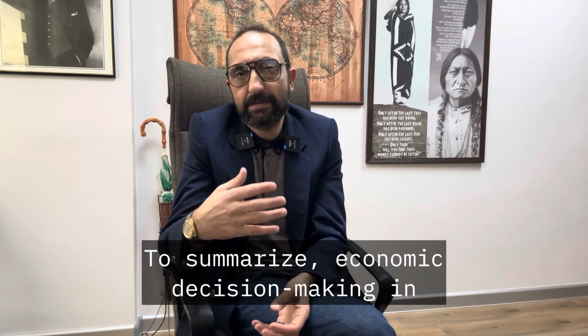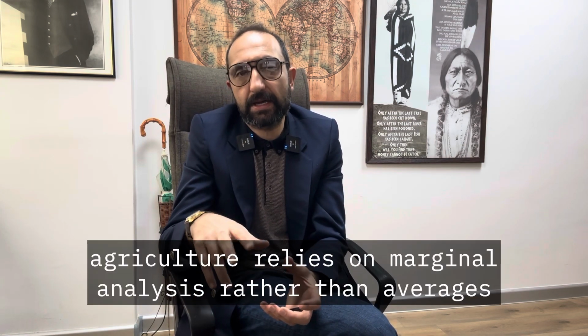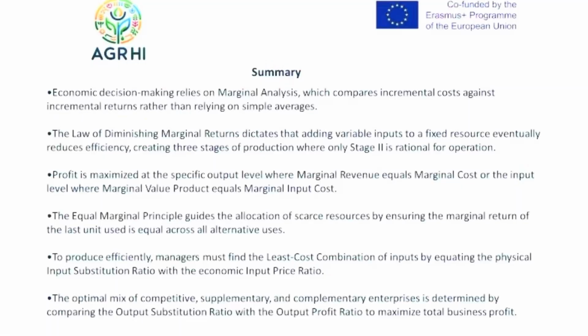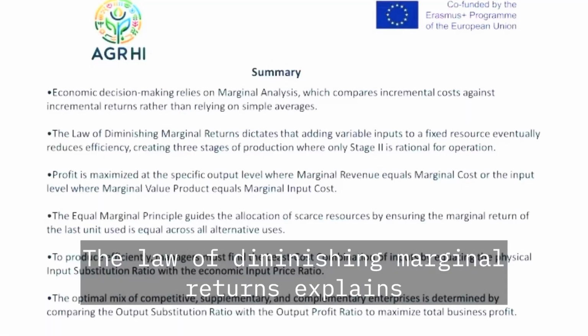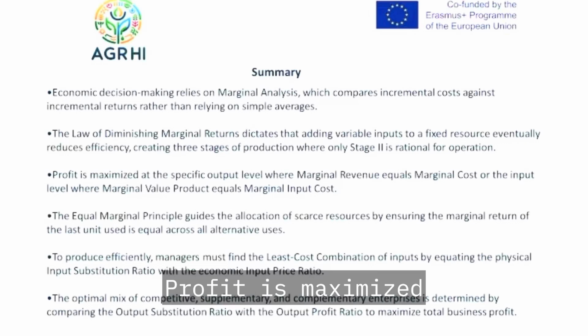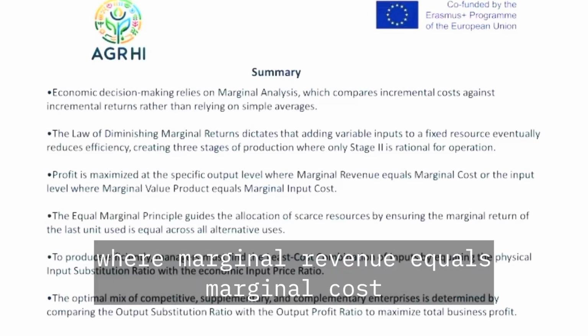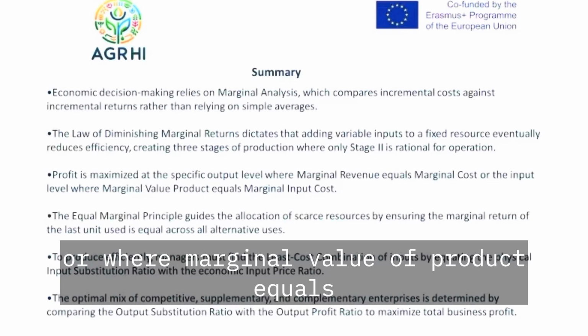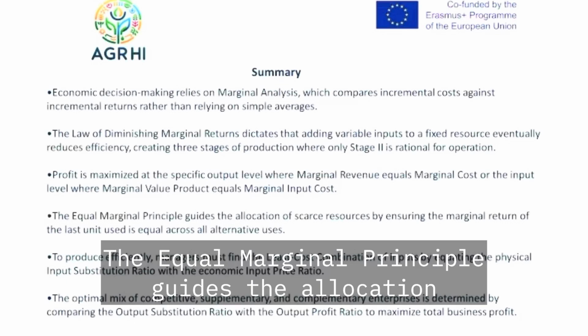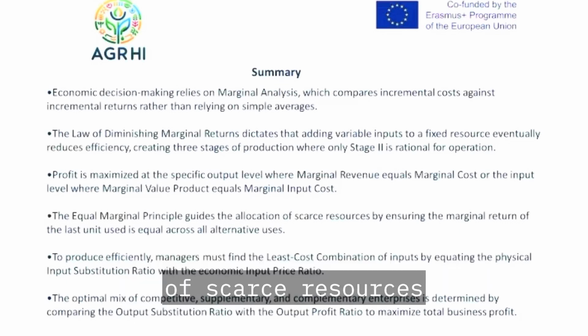To summarize, economic decision-making in agriculture relies on marginal analysis rather than averages. The law of diminishing marginal returns explains why only stage 2 of production is rational. Profit is maximized where marginal revenue equals marginal cost, or where marginal value product equals marginal input cost. The equal marginal principle guides the allocation of scarce resources.